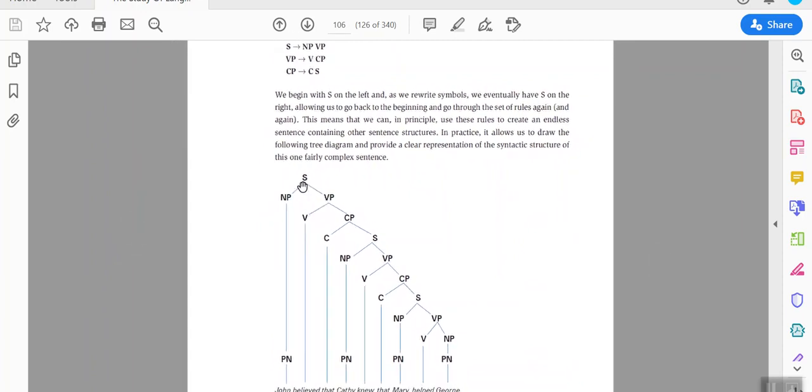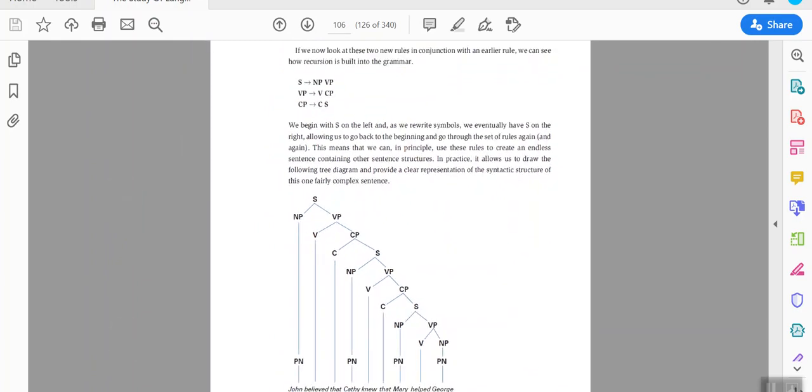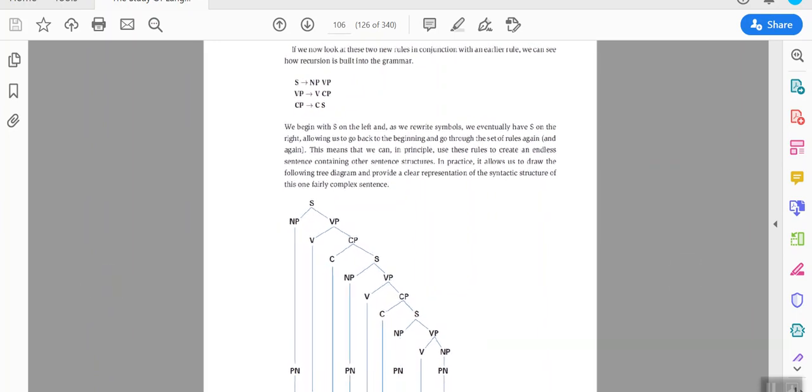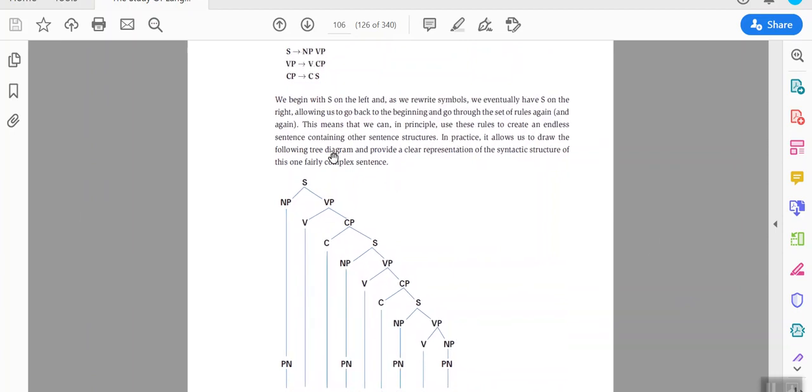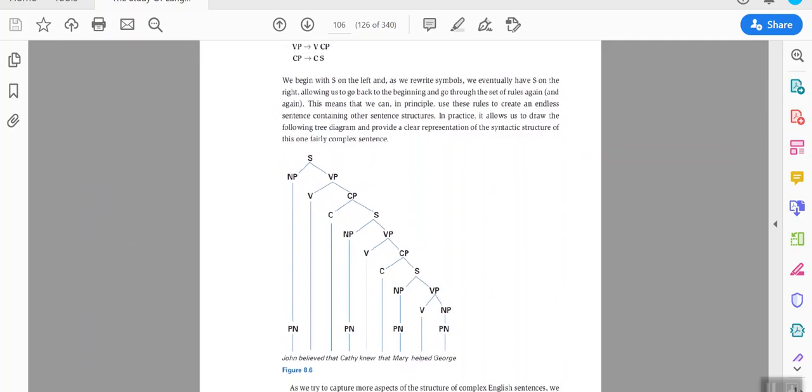So here we have what? We have John. You can read it. John believed that Kathy knew that Mary helped George. How to make it? Here we have sentence, noun phrase, verb phrase. You see? Noun phrase, verb phrase. No problem. Noun phrase, verb phrase. What is in the verb phrase?